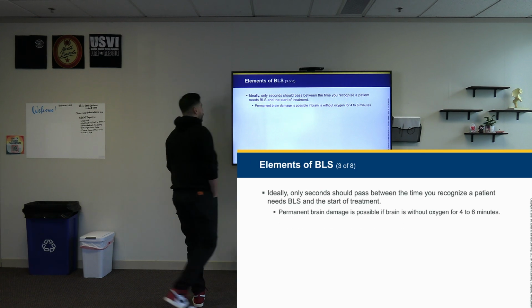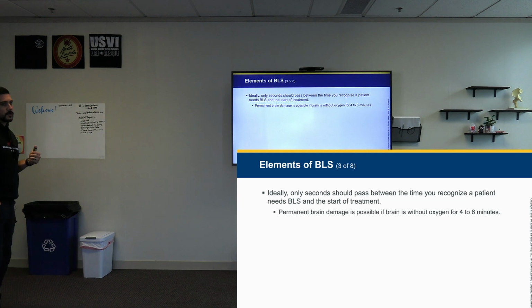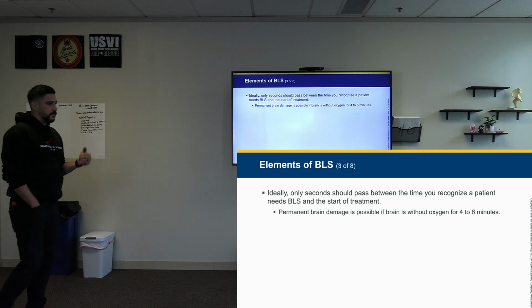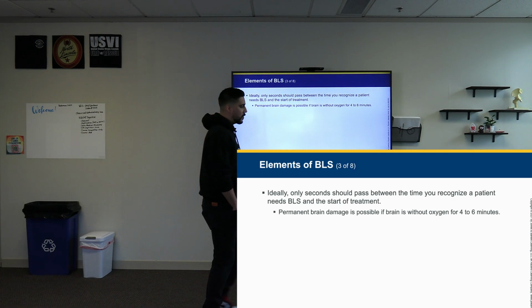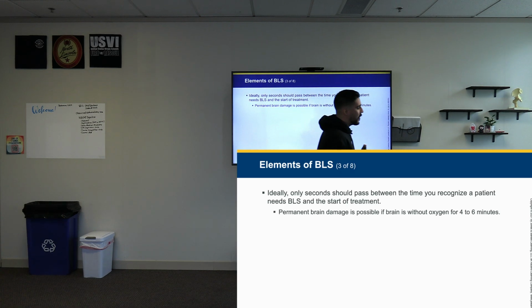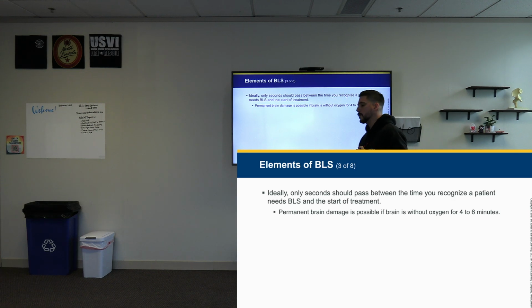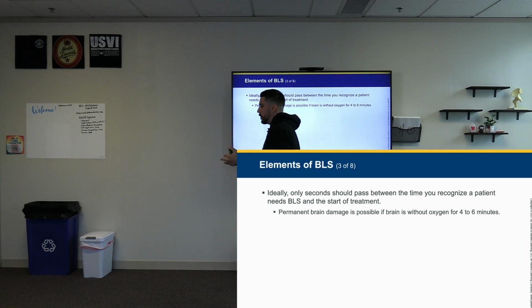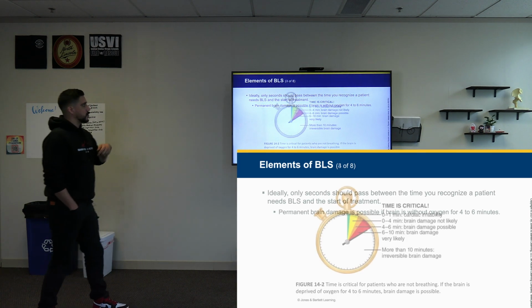Now, ideally, only seconds should pass between the time you recognize a patient needs BLS and the start of treatment. Time is of the essence. That is one of the biggest things. We need to be on the chest circulating blood. If we are not circulating blood very efficiently, we are doing our patient no favors. So permanent brain damage is possible if the brain goes without oxygen for roughly 4 to 6 minutes. And I'll show you a better table on that throughout the lecture.